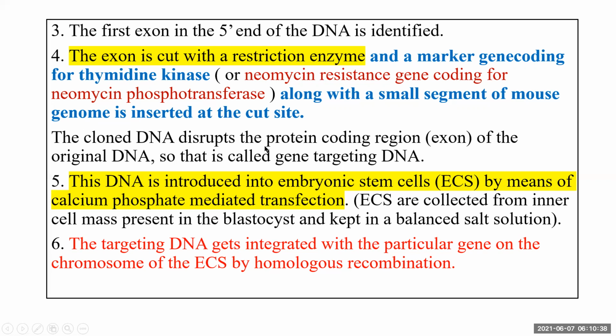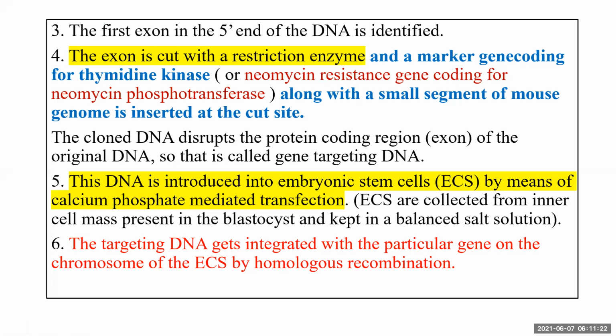The cloned DNA inserted into the exon at the cut site disrupts the protein coding region exon of the original DNA, and that's called gene targeting DNA. Now, this cloned DNA is introduced into the embryonic stem cells by means of calcium phosphate mediated transfection. The embryonic stem cells are collected from the inner cell mass in the blastocyst and kept in balanced salt solution.